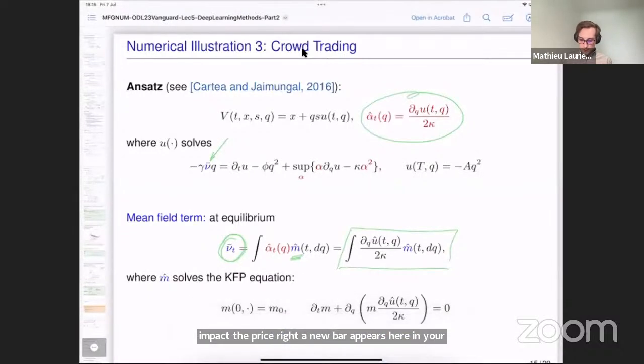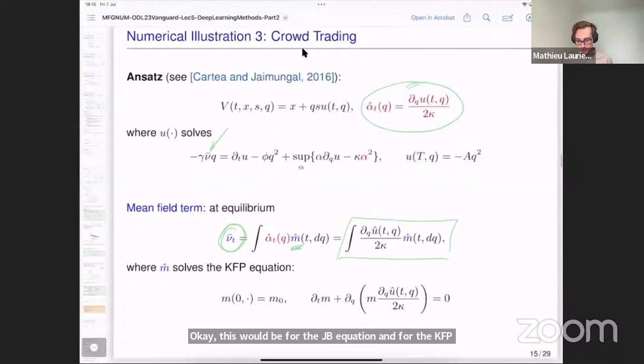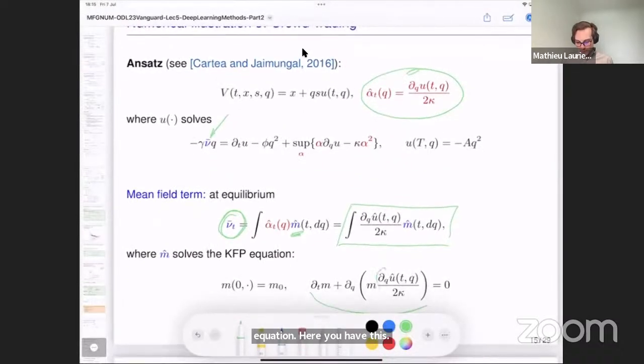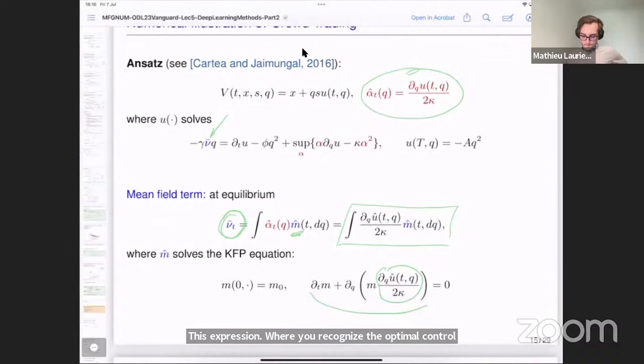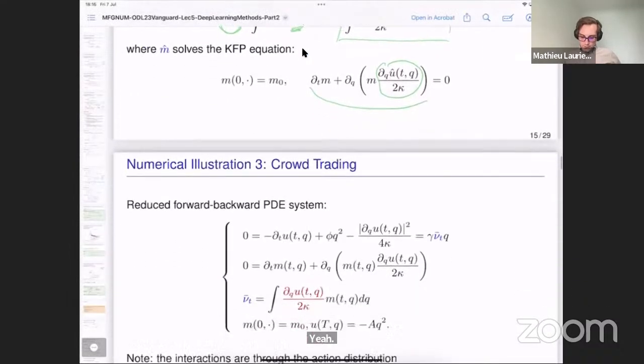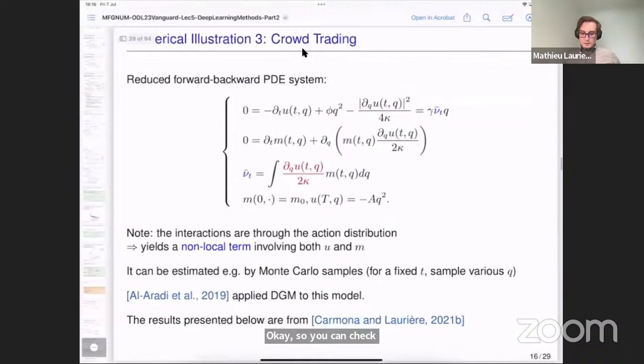Okay, this will be for the HJB equation. And for the KFP equation, here you have this expression where you recognize the optimal control. Okay, so you can check all these computations, and the bottom line is you end up with a forward-backward PDE system. So now it's not ergodic anymore. It's really between time zero and time capital T.